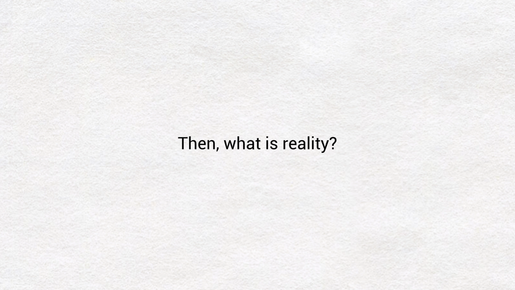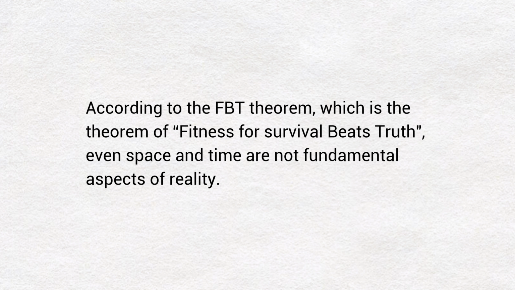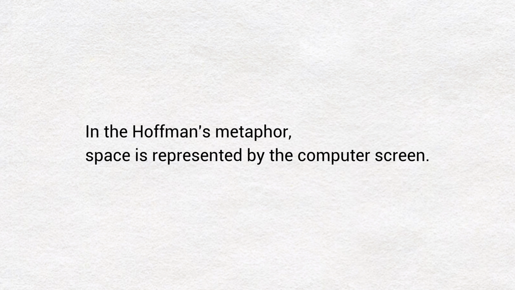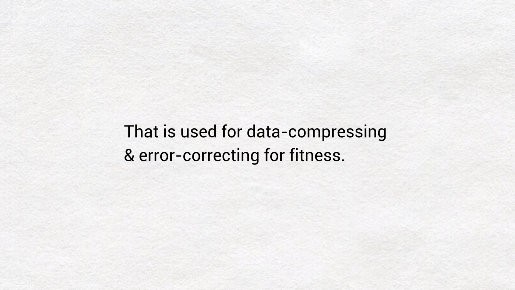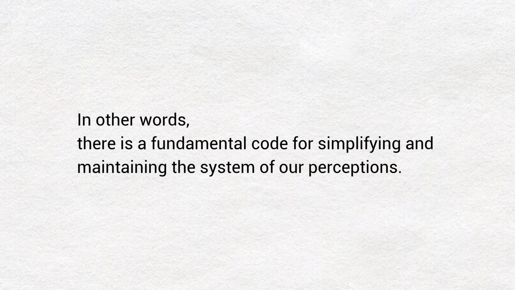Then, what is reality? According to the FBT theorem, which is the theorem of fitness beats truth, even space and time are not fundamental aspects of reality. In Hoffman's metaphor, space is represented by the computer screen. Therefore, that is not reality. According to this theorem, the most fundamental reality is a code that is used for data compressing and error correcting for fitness. In other words, there is a fundamental code for simplifying and maintaining the system of our perceptions.